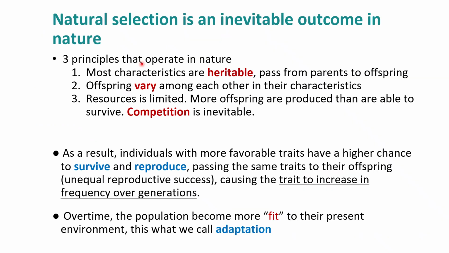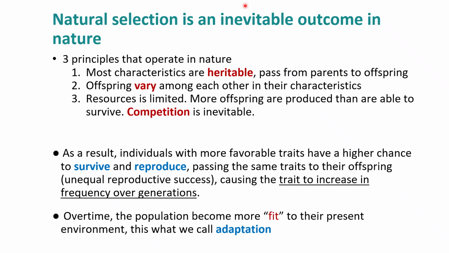And he proposed natural selection to be the driving force of this process. So, what exactly is natural selection? Well, in Darwin's theory of evolution, natural selection is an inevitable outcome in nature. And this is because of three different principles that always happen in nature.